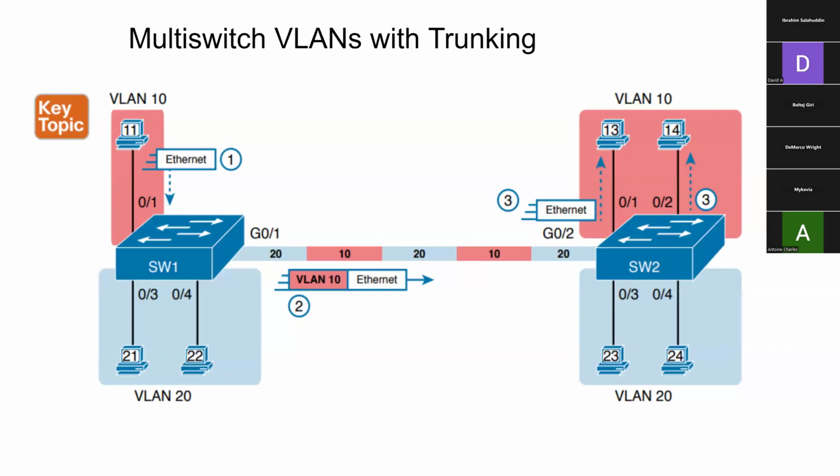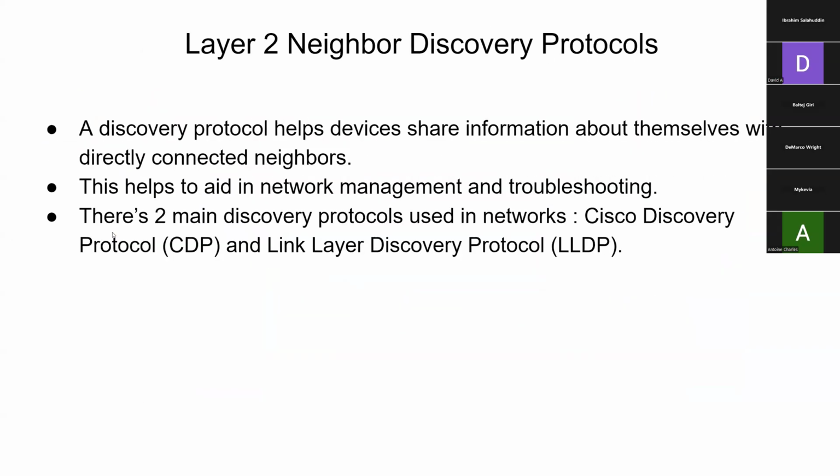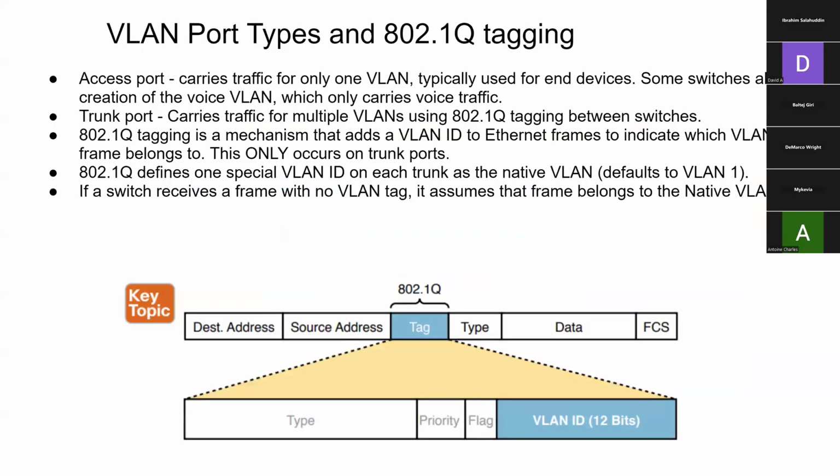But my question is actually regarding the native VLAN and the access ports. I know that to provision a switch port for VLAN 10 that connects to a PC that needs to be on VLAN 10, I believe we put the port on access.